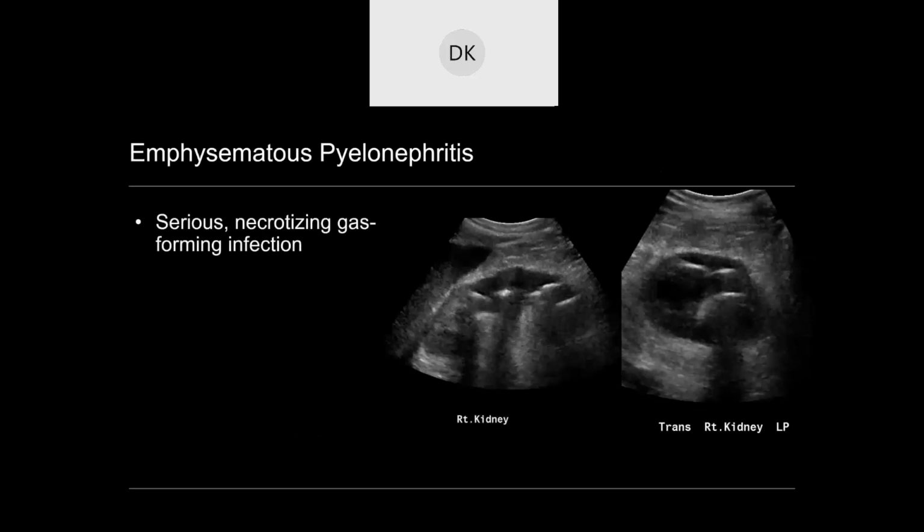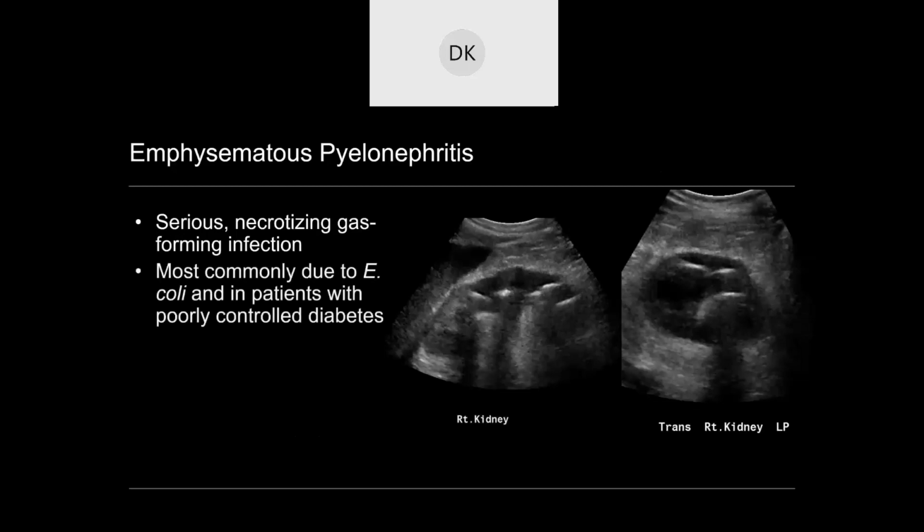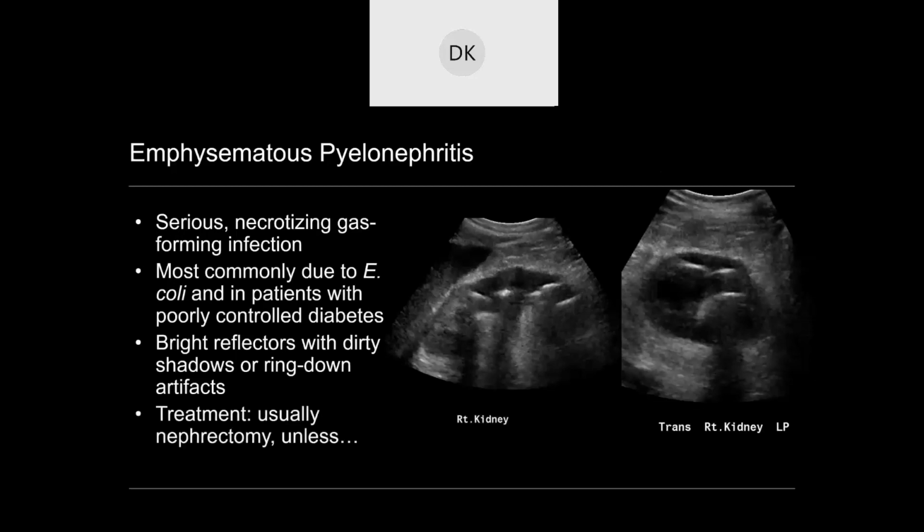So this is a serious necrotizing gas-forming infection. And it's usually due to E. coli and in patients with poorly controlled diabetes. And you'll see these bright reflectors with dirty shadows or ring down artifact. When this involves the parenchyma, the treatment is usually nephrectomy because this infection will just spread. But you have to be careful.